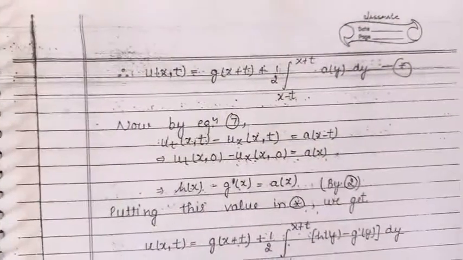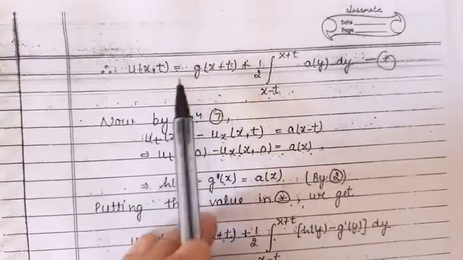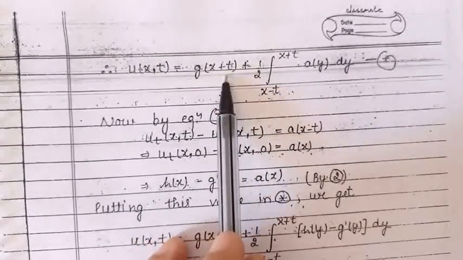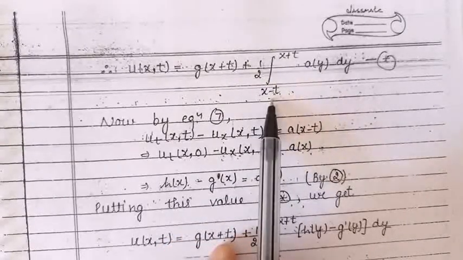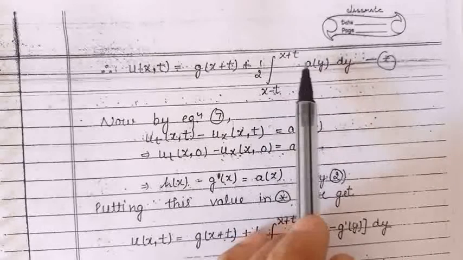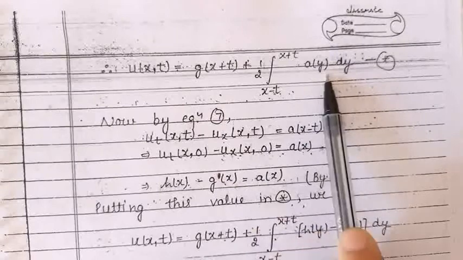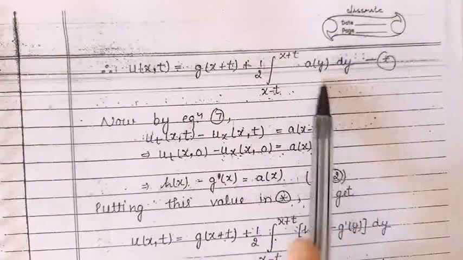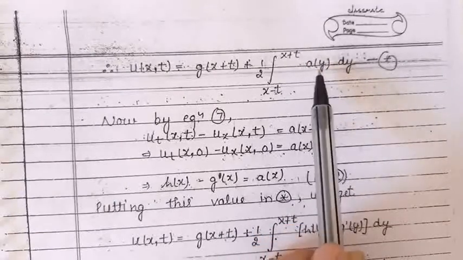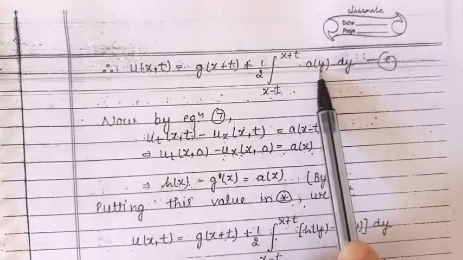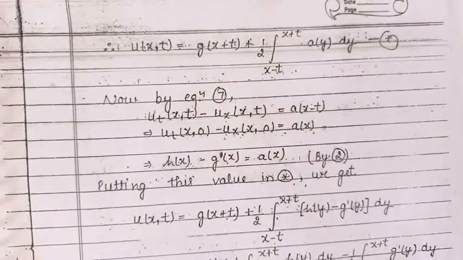So finally substituting this value in the solution, the solution becomes the value of u at (x, t) is equal to g of x plus t plus 1 by 2 times the integral from x minus t to x plus t of the function a, which is a function of y. Now it remains to find the value of this function. To find the value of this function, let us apply the initial conditions which we are given in the statement.